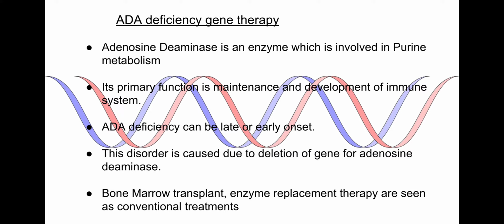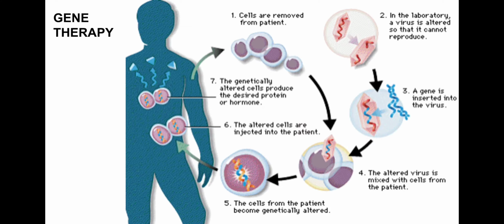ADA deficiency could be early onset or late onset. This disorder is caused due to the deletion of the gene which codes for adenosine deaminase. Now, there are a lot of possible treatments for this in the market, like bone marrow transplant or enzyme replacement therapy, which are conventional methods that are used. But they are not absolute cures for this. Gene therapy was seen as a possible treatment for ADA deficiency.